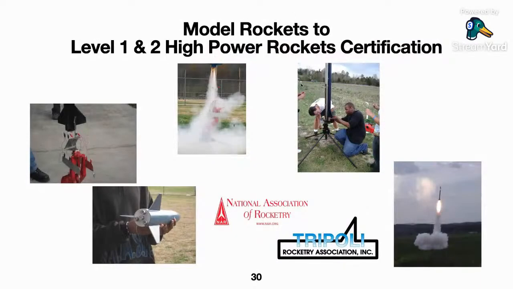So we had to transition. Well, first off, we had to introduce to the students model rockets, because some of them had never built a model rocket before. And then we had to transition them from model rockets to what's called level one, level two, high power rocket certification. Because to purchase the higher powered rocket motors, you had to have that certification. Otherwise, it was not allowed. We had to do some other things as the advisors, registering with the Department of Alcohol and Tobacco and Firearms.